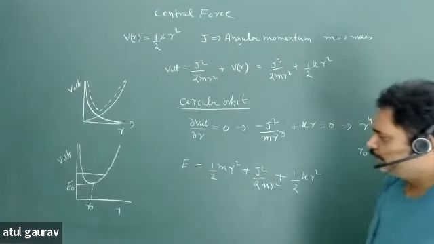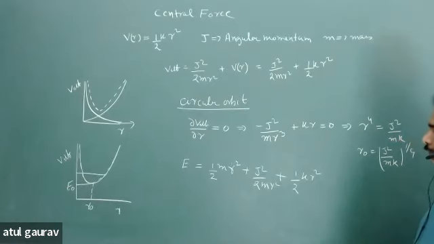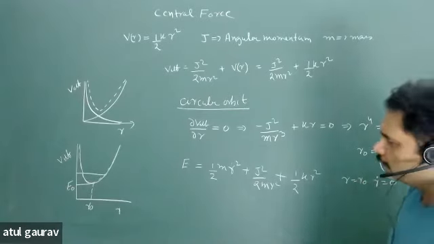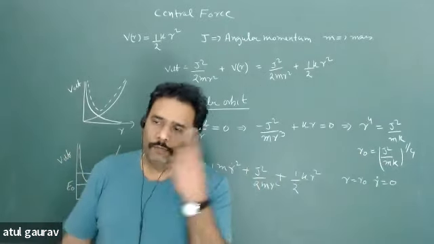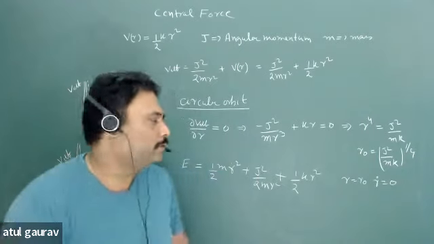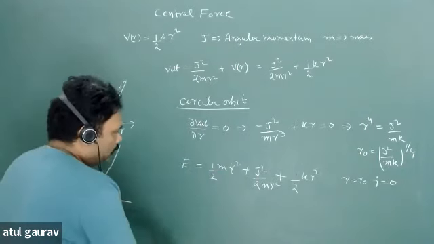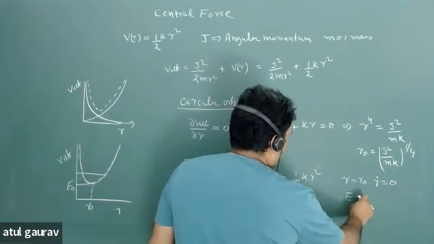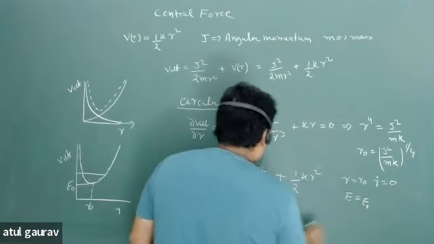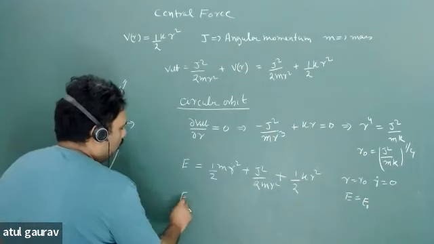So this is your potential, this is your energy, and at r is equal to r naught, what is going to happen? R dot will be 0. Very good. Why is r dot equal to 0? Because there is not any radial velocity, because you are moving in a circular track. So for r is equal to r naught, r dot is equal to 0, and E can be written as E naught.